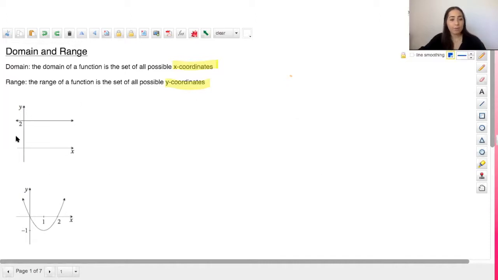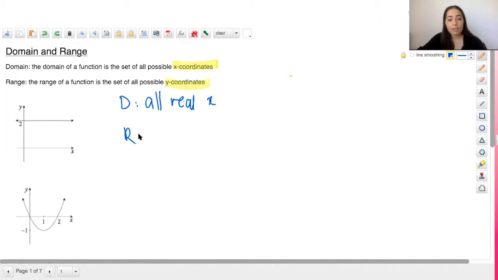So let's consider our first example over here. We have this line that passes through y equals 2. First we determine the domain. We're looking for all the possible x values that exist on this function. So we look at all the x values and we see all the x values are being represented in this function. Therefore, we can conclude that the domain of this function is all real values of x. So we say all real x.